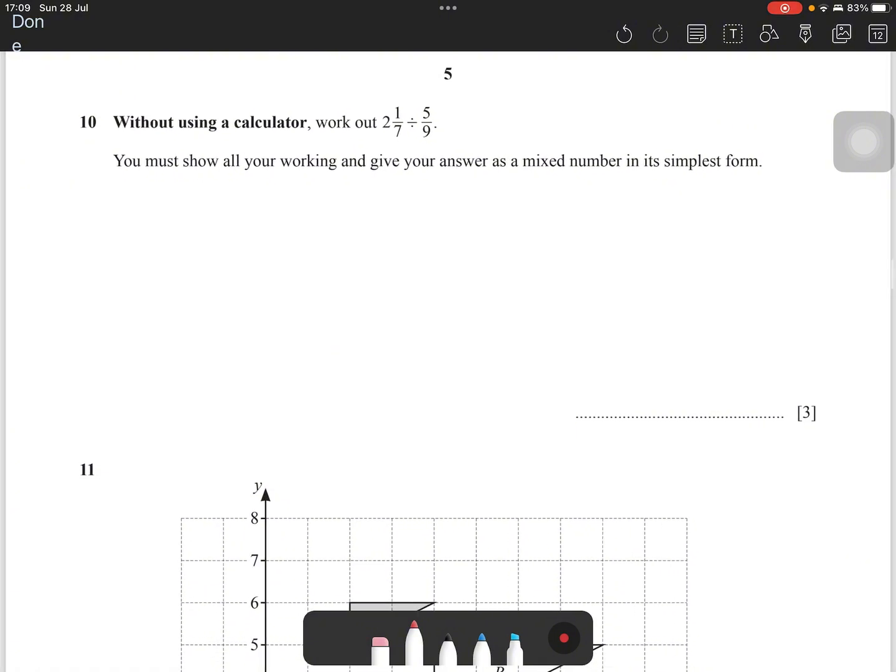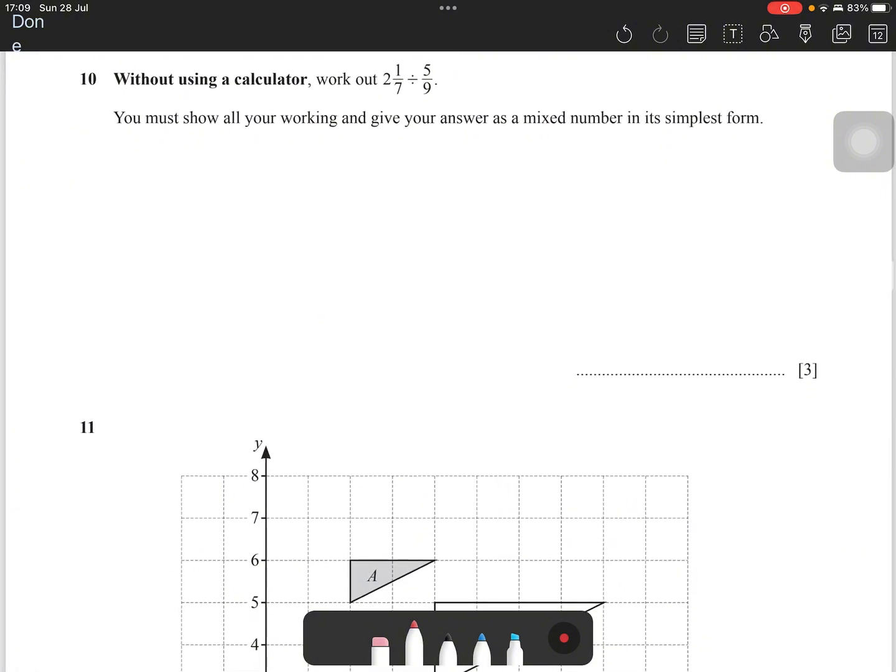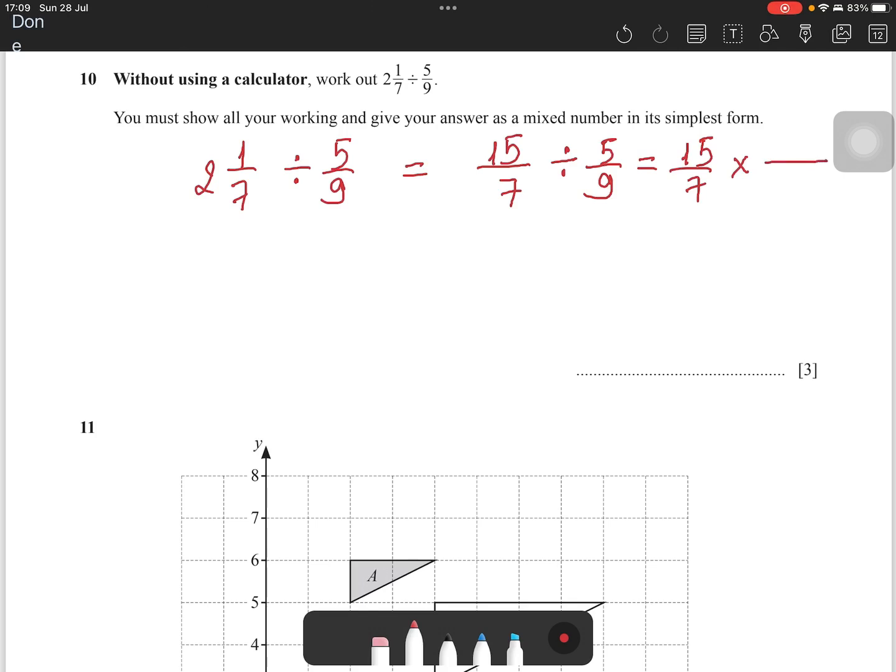Question 10. Without using a calculator, work out 2 1/7 divided by 5/9. First, we need to convert the mixed number into a fraction. 2 times 7 is 14. 14 plus 1 is 15. So the mixed number is equal to 15 over 7, divided by 5/9. To divide a fraction by another fraction, we need to multiply the first fraction by the reciprocal of the second fraction, which means we multiply by 9 over 5.